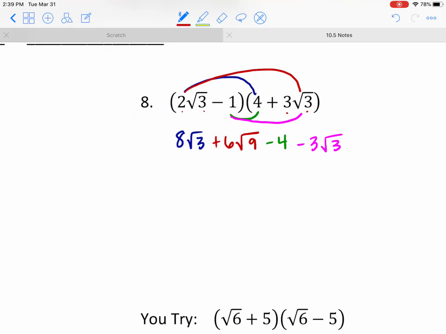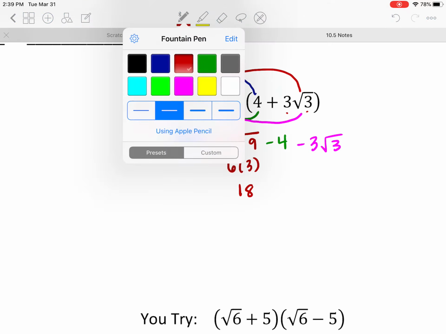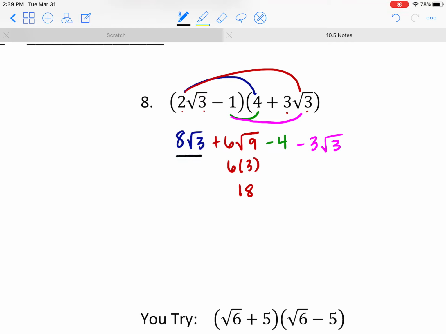Now this can be simplified quite a bit here. So the radical 9 is just 3. So instead of 6 times radical 9, this is really just 6 times 3, which means this term really has a value of 18, okay? Now we also have some like radicals here. I have 8 radical 3's and negative 3 radical 3's. So 8 minus 3 is going to give me 5 radical 3's.